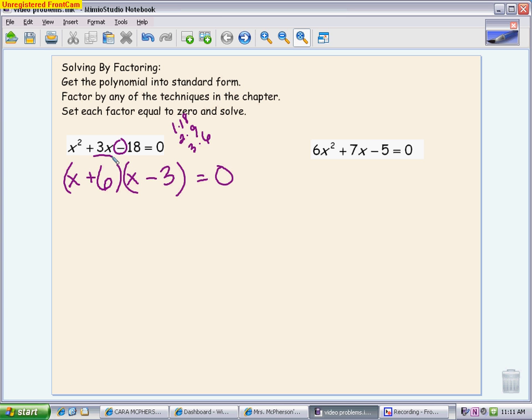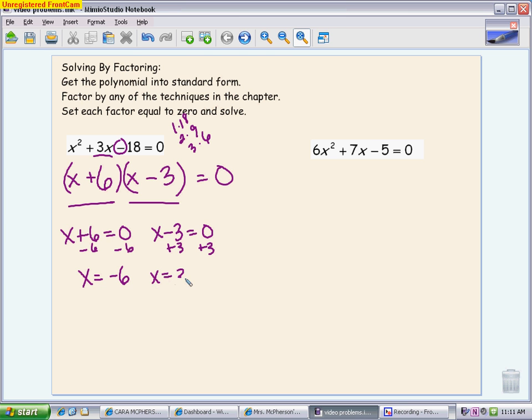And now I want to find the answers. So when I'm finding the answers, I want to think of each factor as a separate piece to get an answer. So I want to know what makes x plus 6 equal 0. That will give us one solution. And I want to know what makes x minus 3 equal to 0. Now a lot of times you can do a lot of this in your head. You are just subtracting. So your answers are negative 6. And when I add here, positive 3. So I get 2 solutions, both of which, if you plugged them back in, would make the original equation 0. So you could definitely check your work by plugging back in.